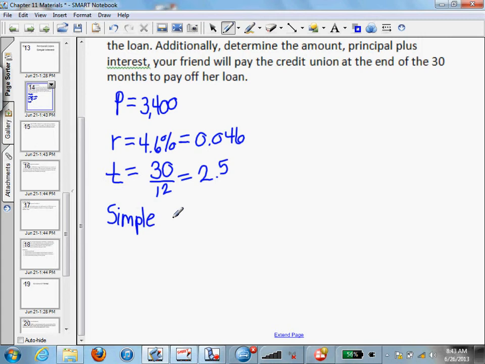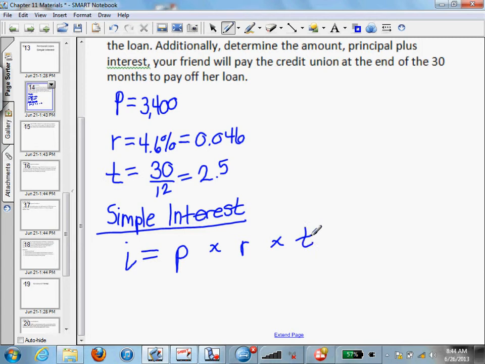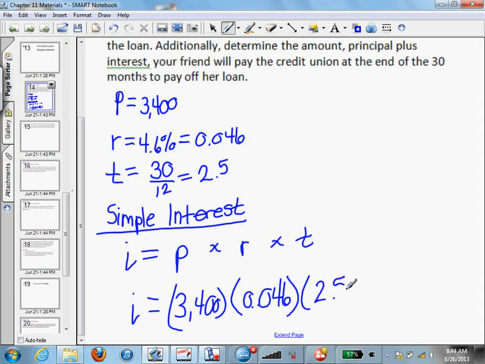And if you refer back to the notes or the book, simple interest has the formula of I equals P times R times T. And if you look, we have all of these outlined right up here. So we're going to have I equals the principal, which is $3,400, times the rate, which is 0.046, times the time, which is 2.5.